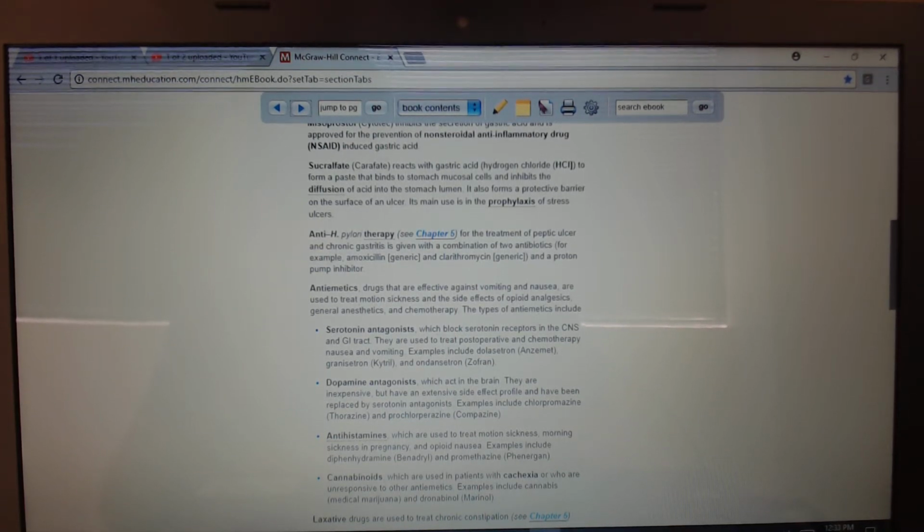Cannabinoids are used in patients with cachexia who are unresponsive to other antiemetics. Examples include cannabis, medical marijuana, and dronabinol, which is Marinol.